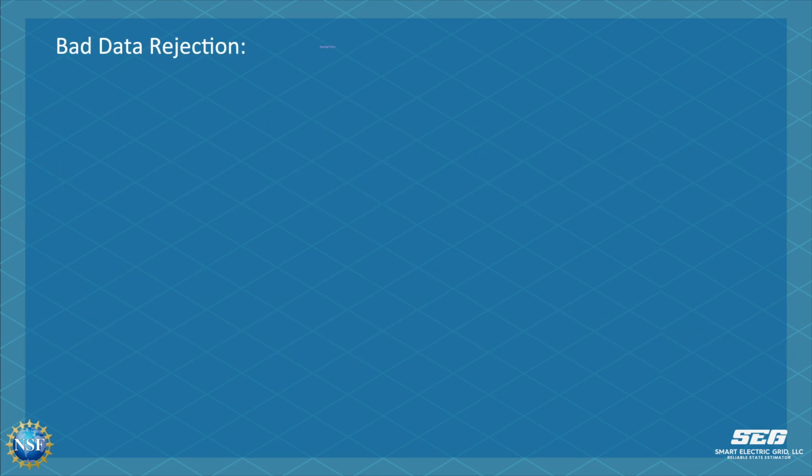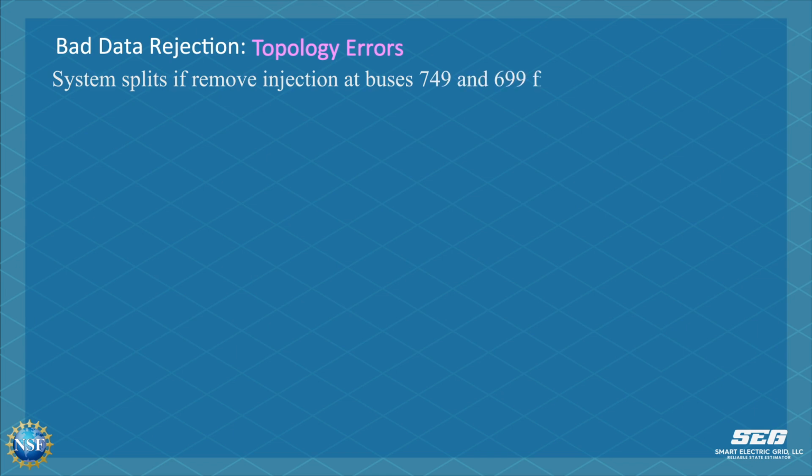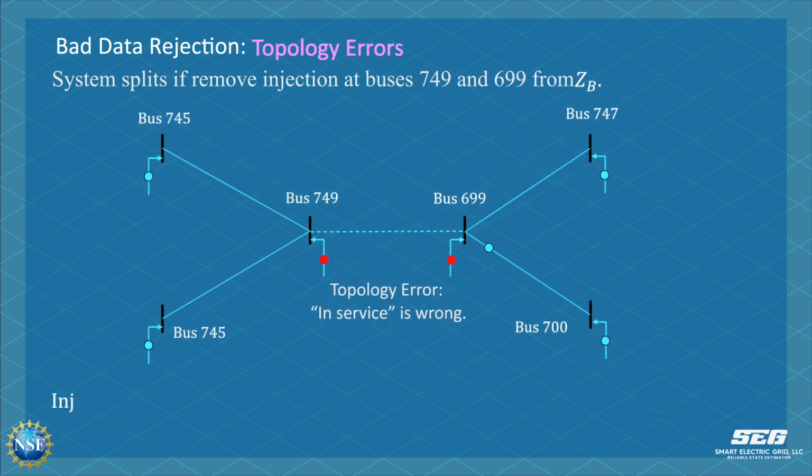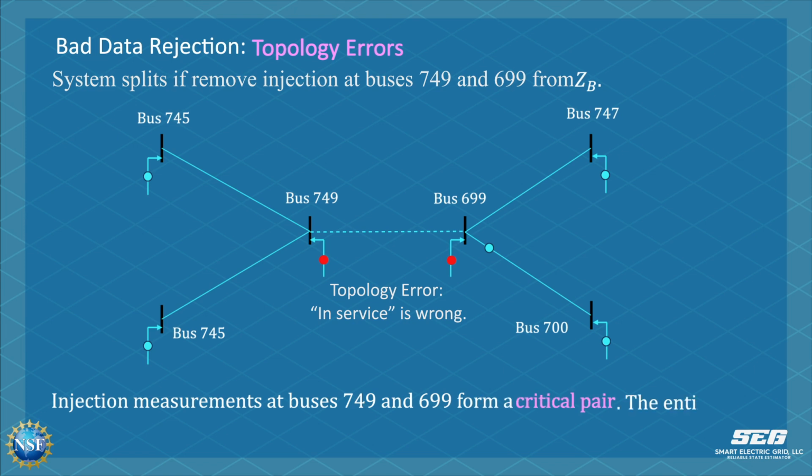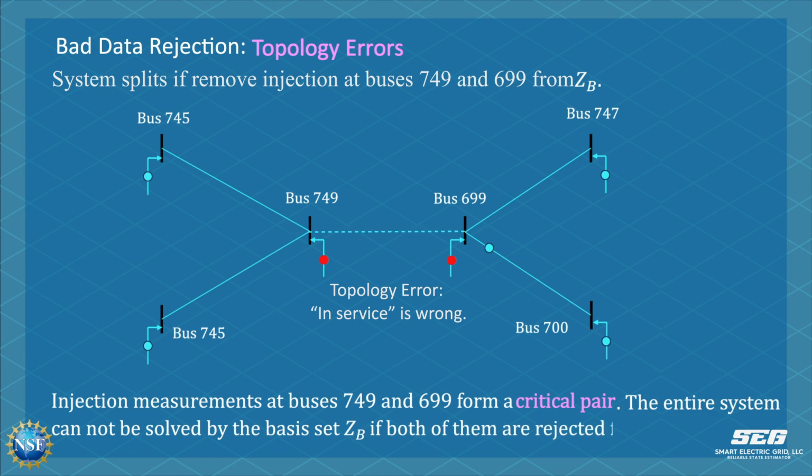There is a topology error on branch 534 whose correct status is out of service, from bus 749 to bus 699. Injection measurements at buses 749 and 699 were not rejected by SE Plus. The reason is that these two injection measurements formed a critical pair. If both of them were rejected from the basis set ZB, the entire system cannot be solved.